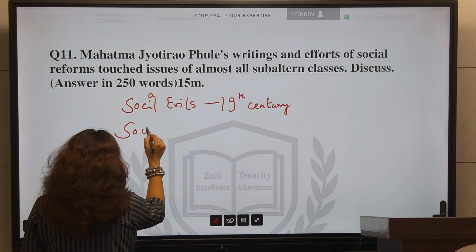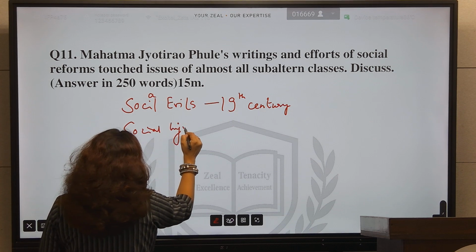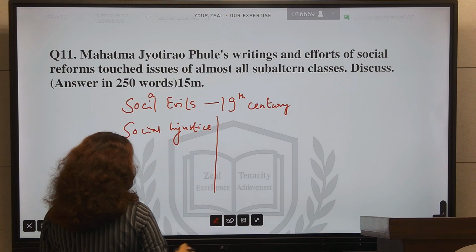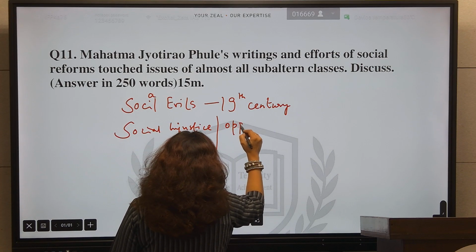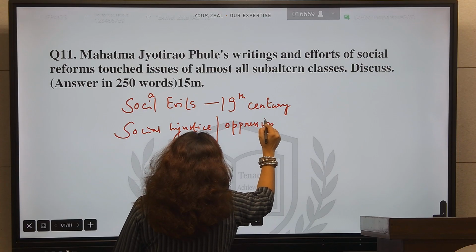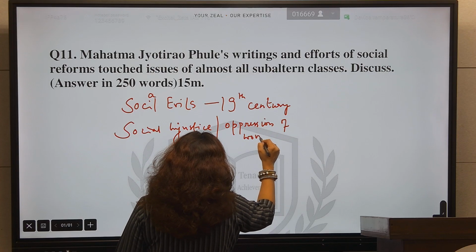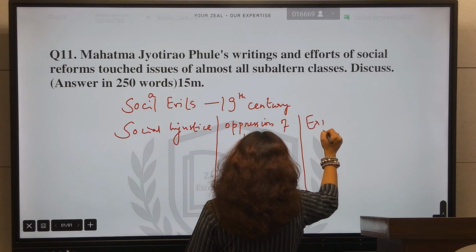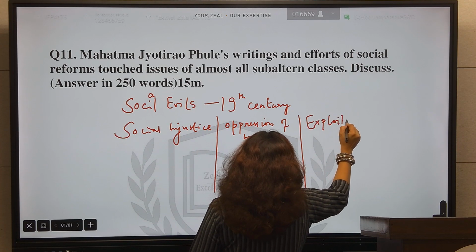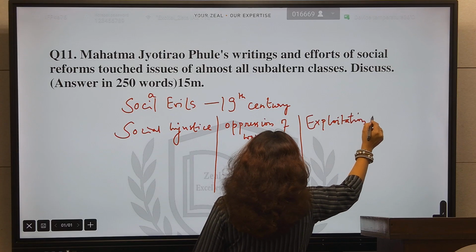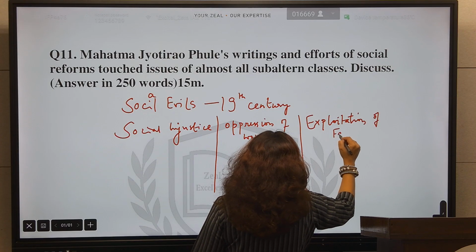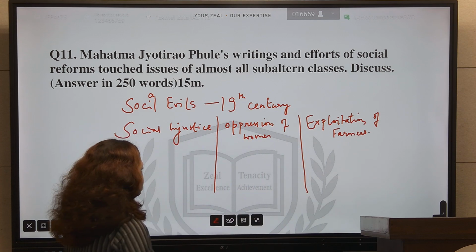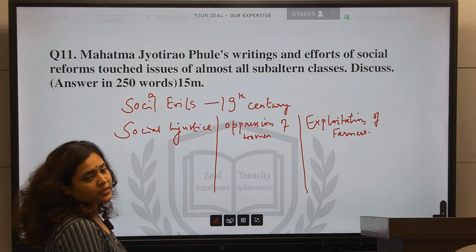Social injustice, there was oppression of women, and there was exploitation of farmers. These are the main social evils that existed.